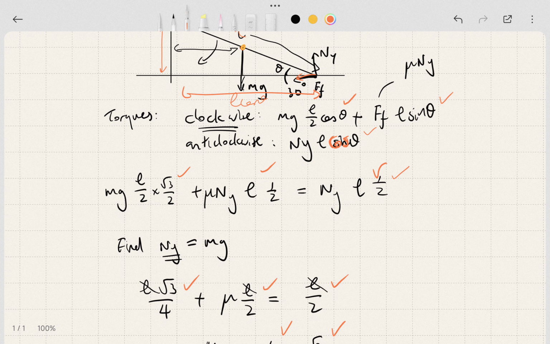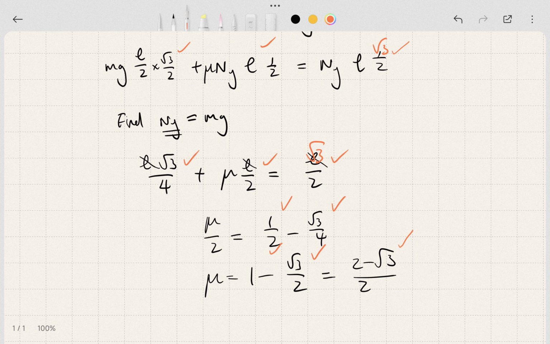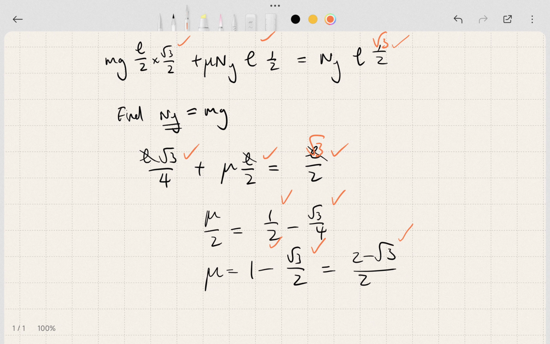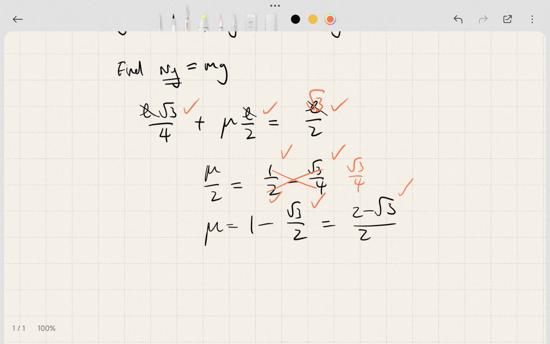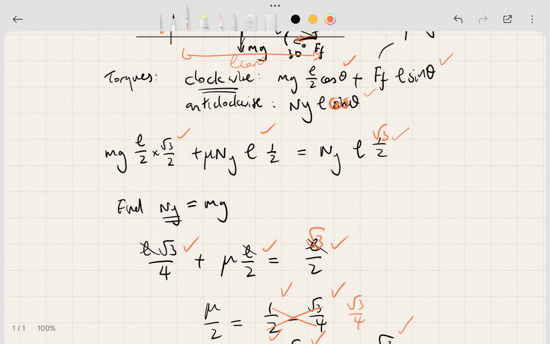So this should be root 3 over 2, and simplified, mu over 2 would therefore be equal to root 3 over 4, I think. And so the mu would have to be equal to root 3 over 2. I think that is the answer, root 3 over 2, which is in fact the correct answer.